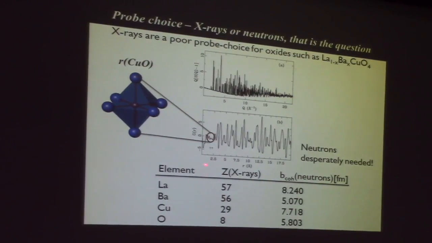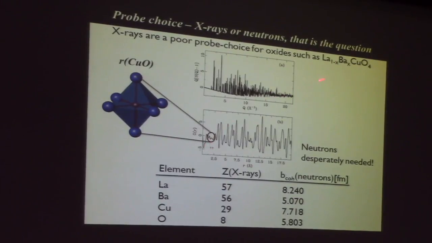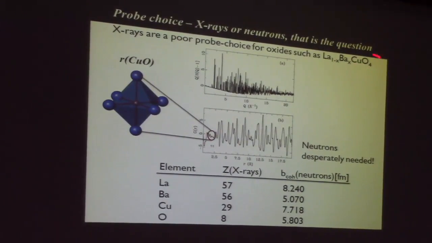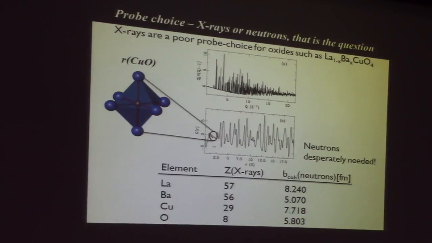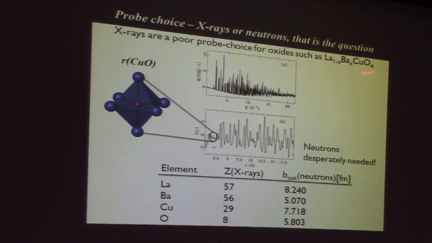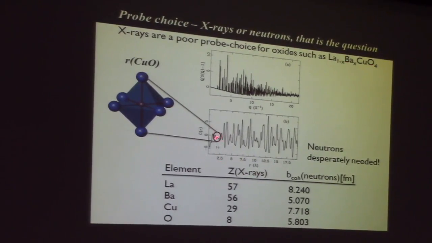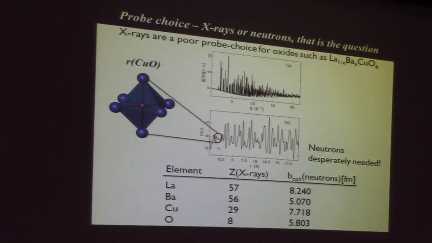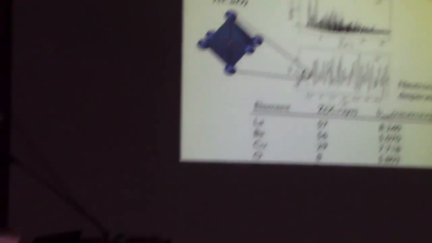But when we do X-rays, we're always very interested in the copper-oxygen bond length. This is extremely crucial to the physics of these materials. This is the copper-oxygen bond in an X-ray measurement of this.